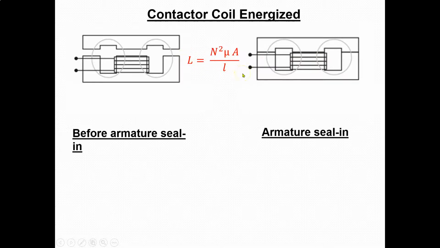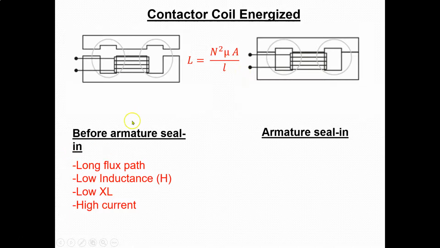So right now, before the armature seals in, we have a long flux path, so that's that air gap right there. We have a low inductance, so in henries. My inductance is low, which means my current's high. We have a low inductive reactance, or XL, and we have a higher current.